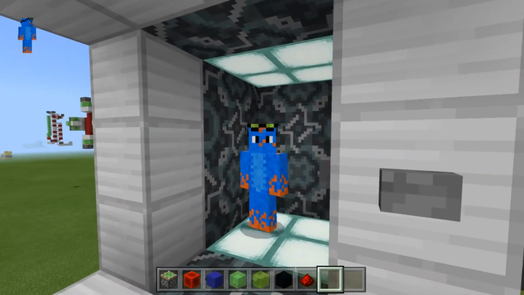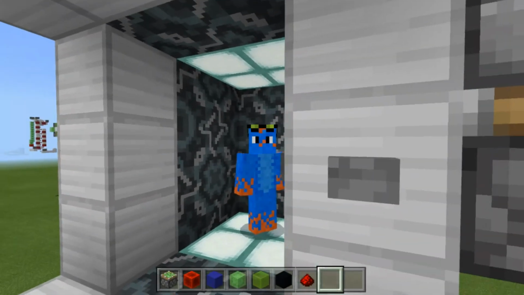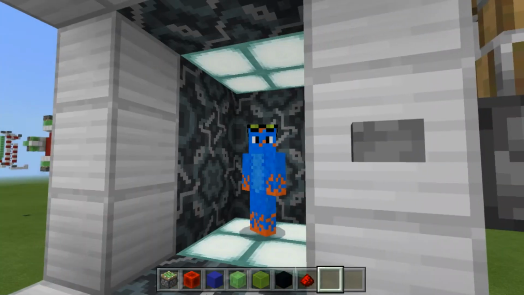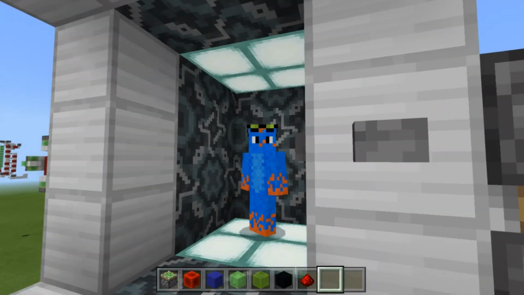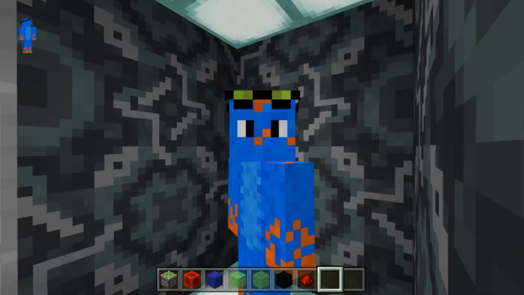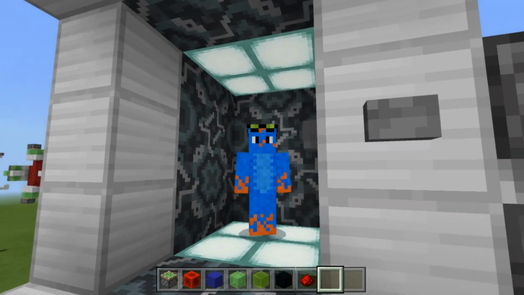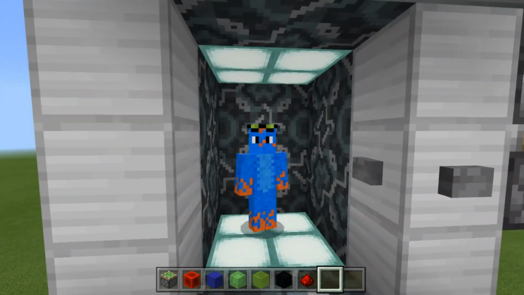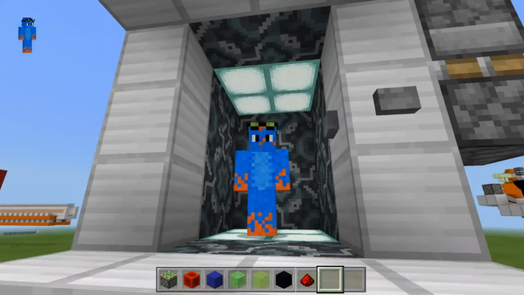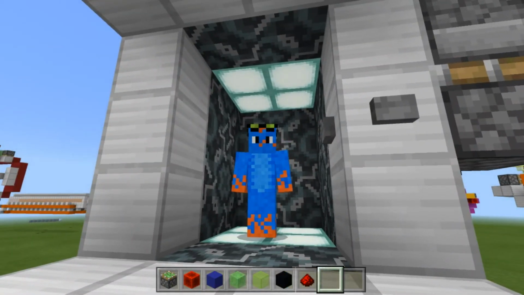So, honey blocks. Well, this is kind of awkward. Oh, there it goes. As I was saying, so honey blocks. The future of redstone, apparently. I absolutely hate it. I absolutely hate honey blocks.